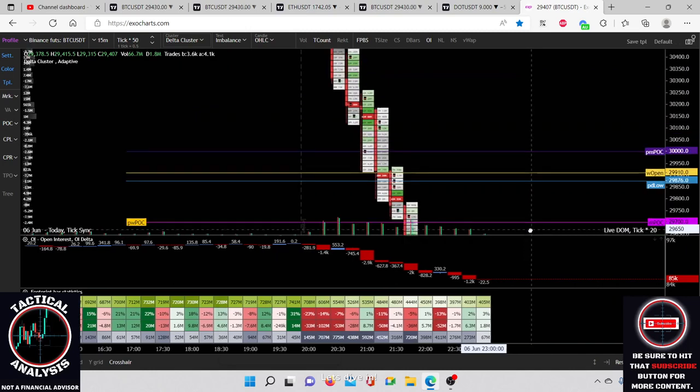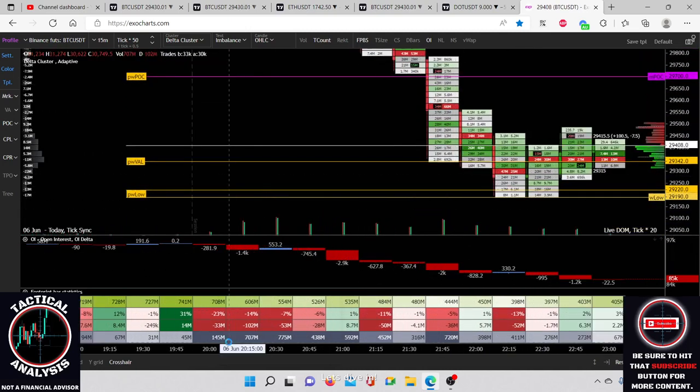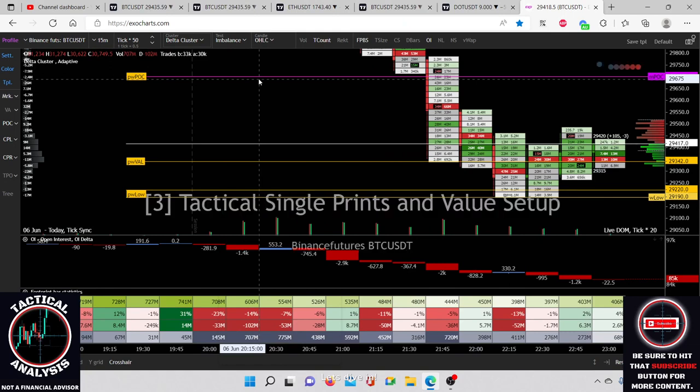All right, look at that. Isn't that a beautiful thing, guys? It is a beautiful thing. Let's take a look at the single prints. See if there's some single prints to recover. Add some more confluence in. We know what we're doing.